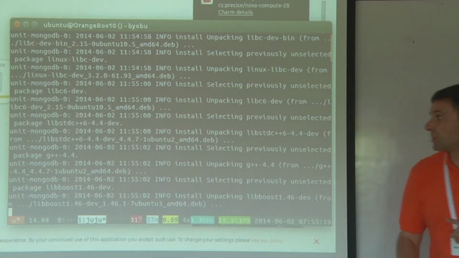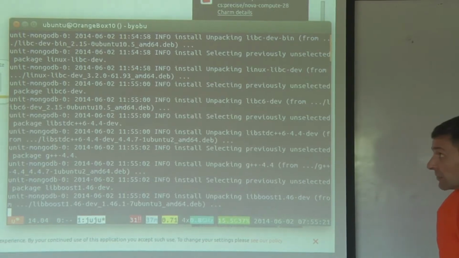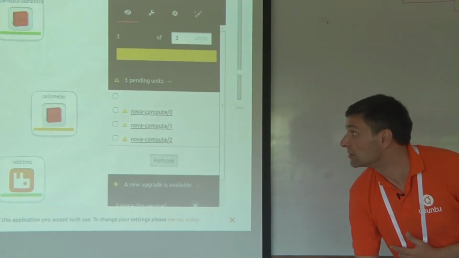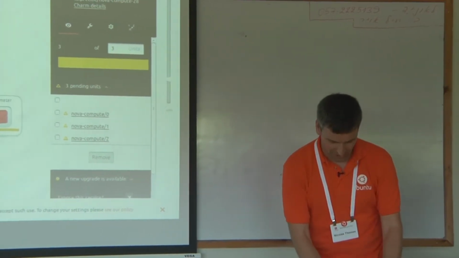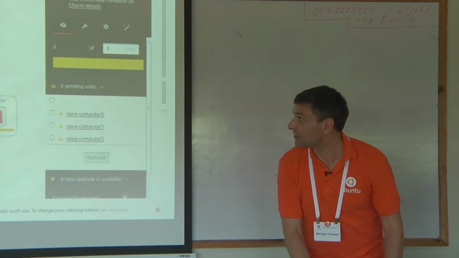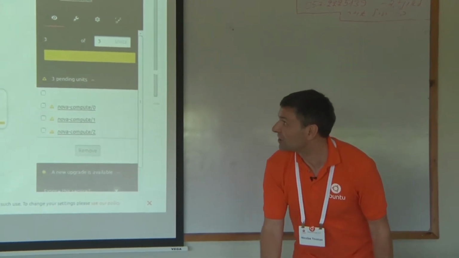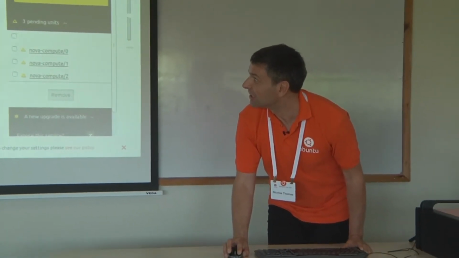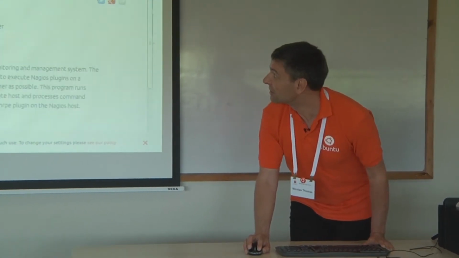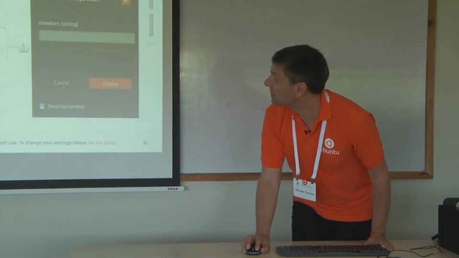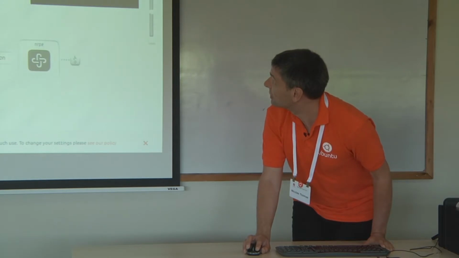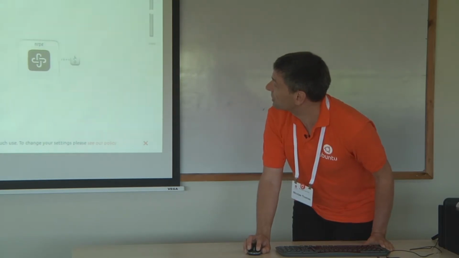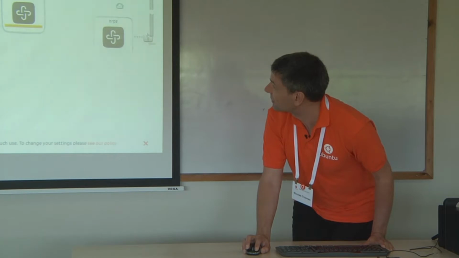But let's go back to the subordinate charms, and I will get it from the store. I play a bit with the different possibilities just to show them, okay? Tell me if it's a bit too much. So I will deploy the NRPE charm. The error message is because I clicked twice. I was not patient enough.